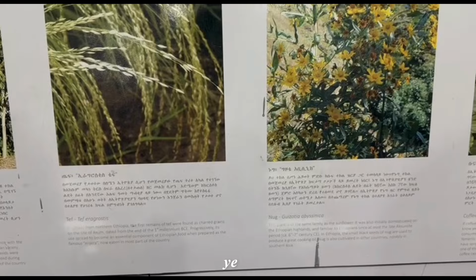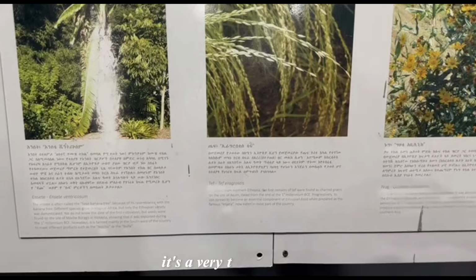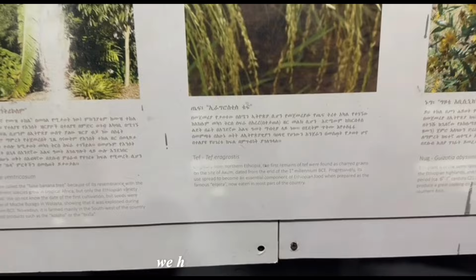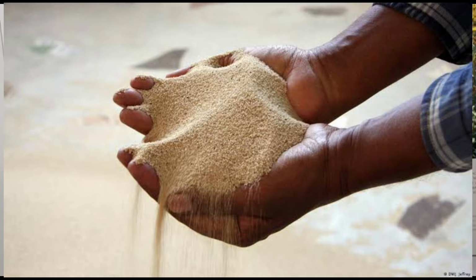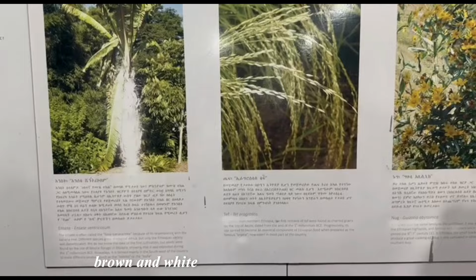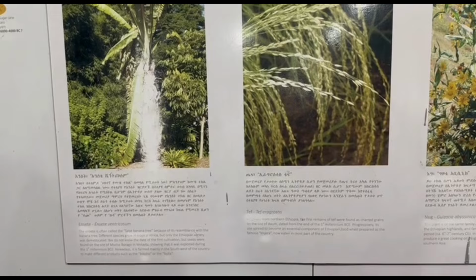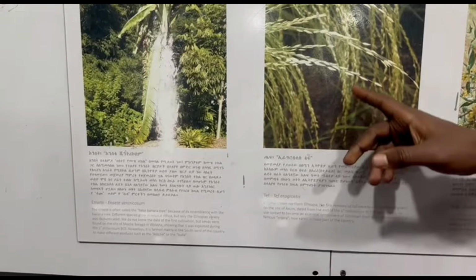This is teff, a very tiny grain. It's very healthy. We have at least two types, brown and whitish, of course. Not only two types, it needs lots of research, but we can categorize it into two, white and brown teff. It's grown in highland parts of Ethiopia.